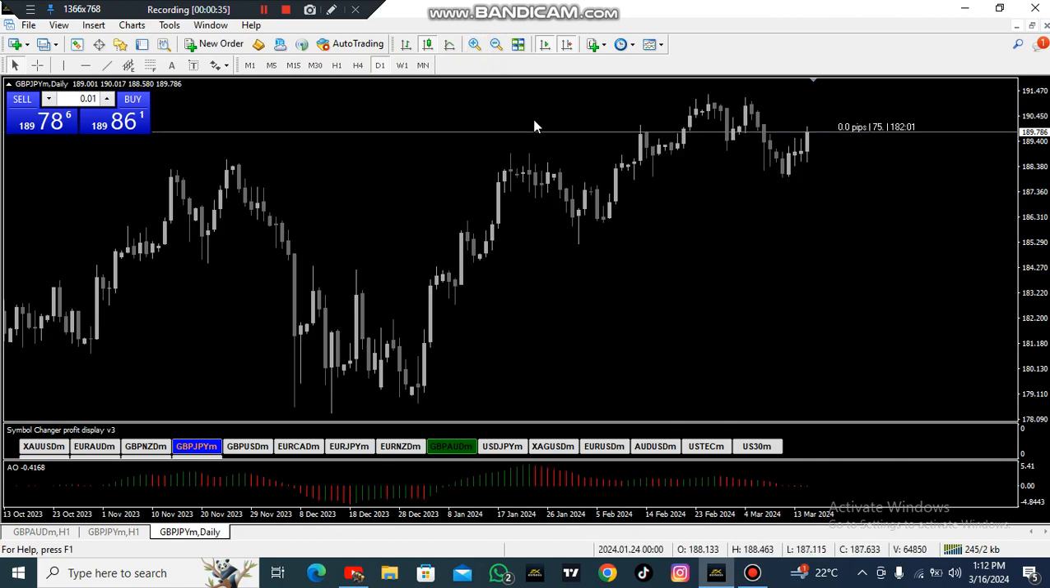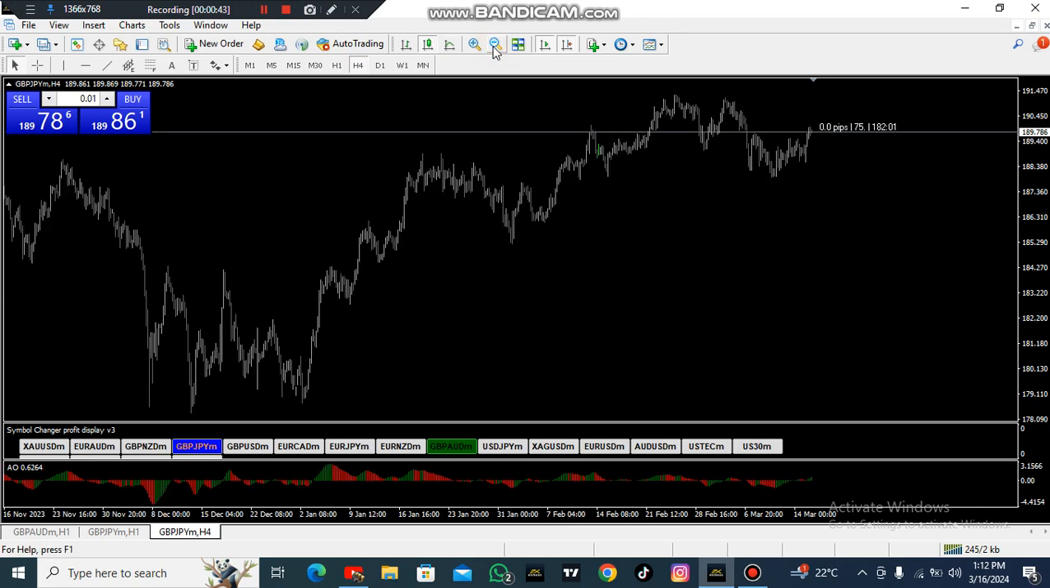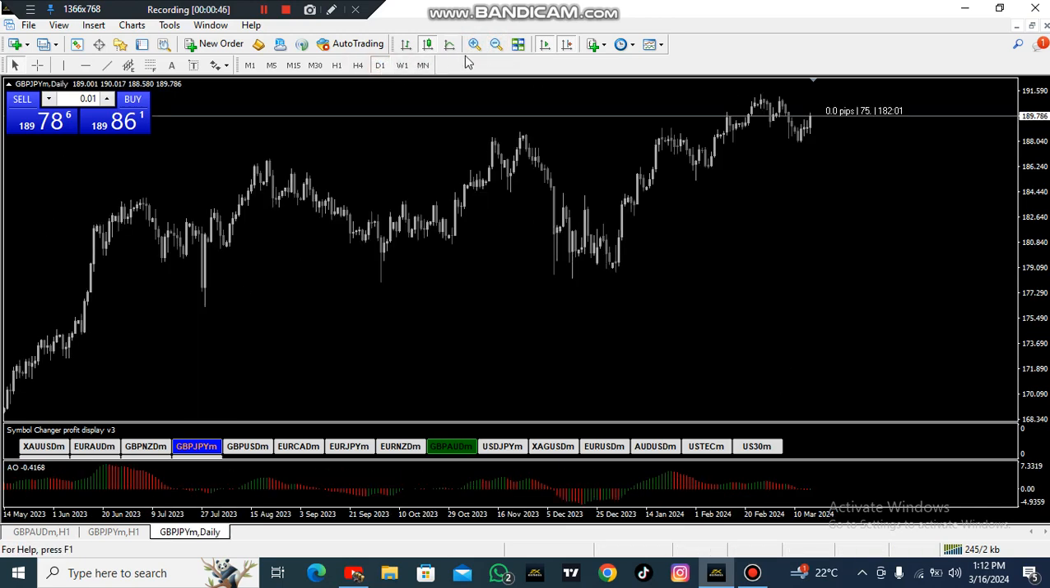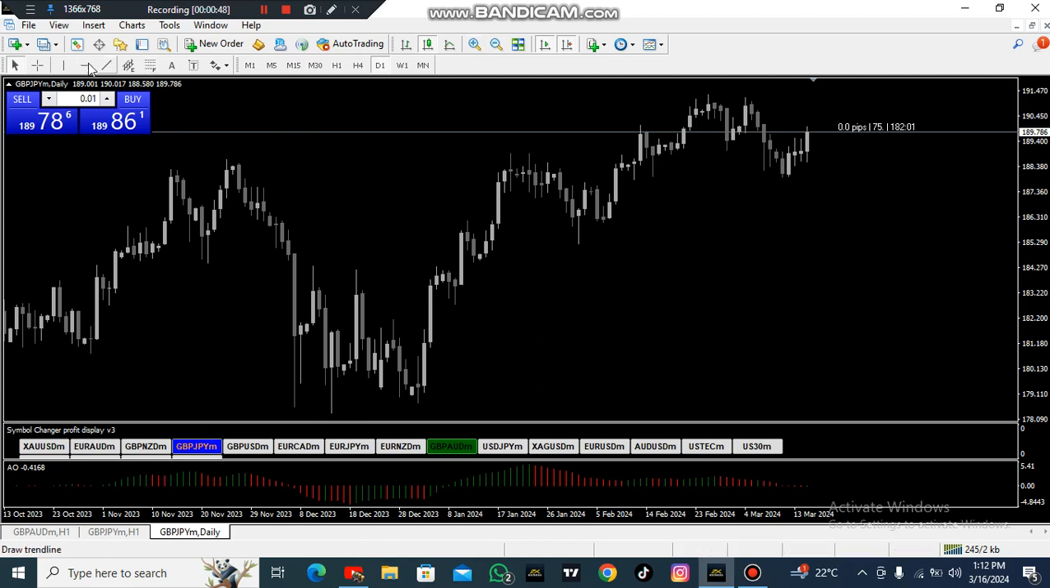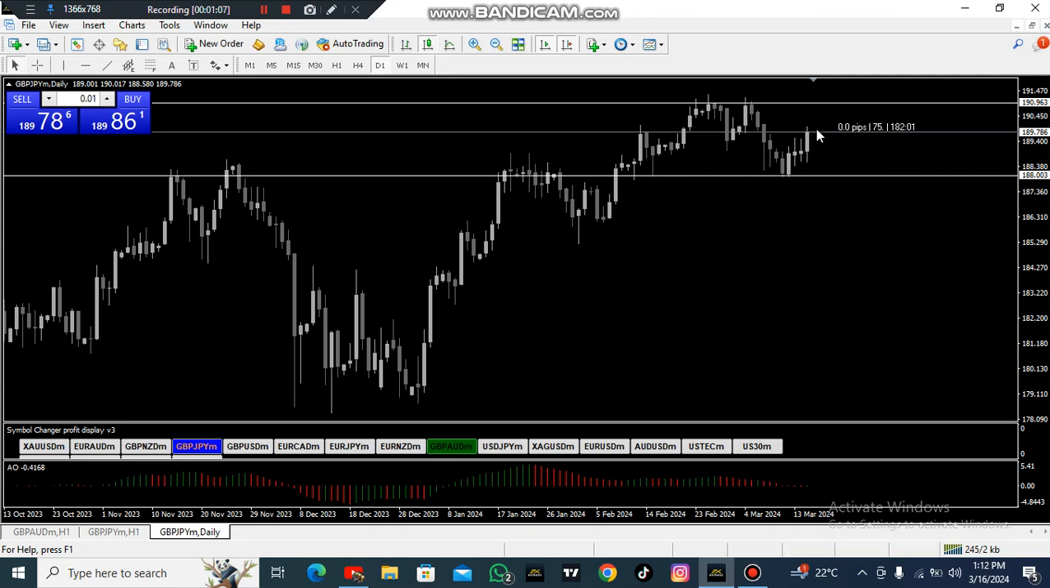If we are going to analyze, we start with daily or we start with H4, depending on how the market looks, but better you start with daily. When you come to daily, the only thing we're looking for here is the key zones, the support and the resistance, the key levels. These are my key levels. This is where the market reversed, and this is where the market reversed as well.